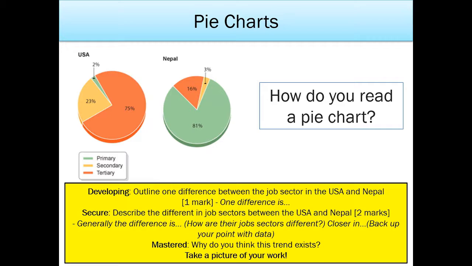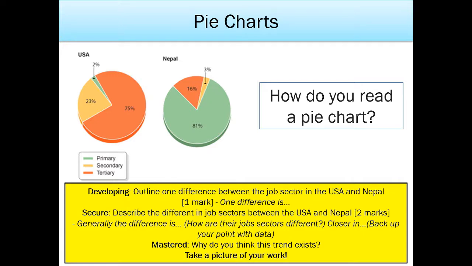For secured, describe the difference in job sectors between the USA and Nepal, and that's 2 marks. So generally, you need to tell me what the differences in their jobs are. In terms of each country, which one is their highest and how are they different? When I say how are they different, what percentage are they? Back that up with some information.